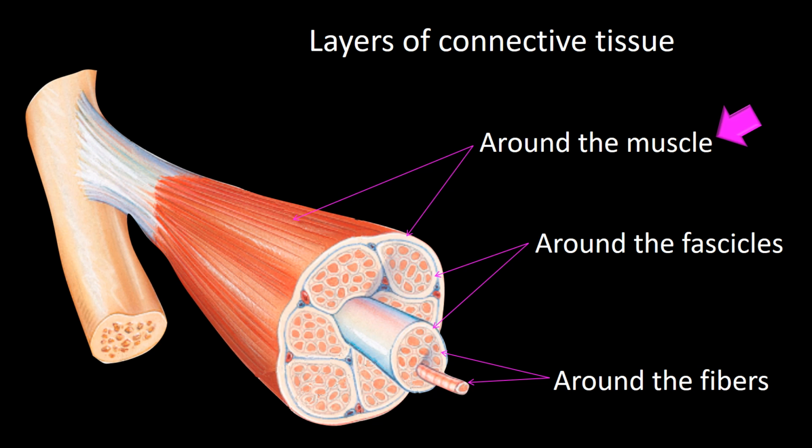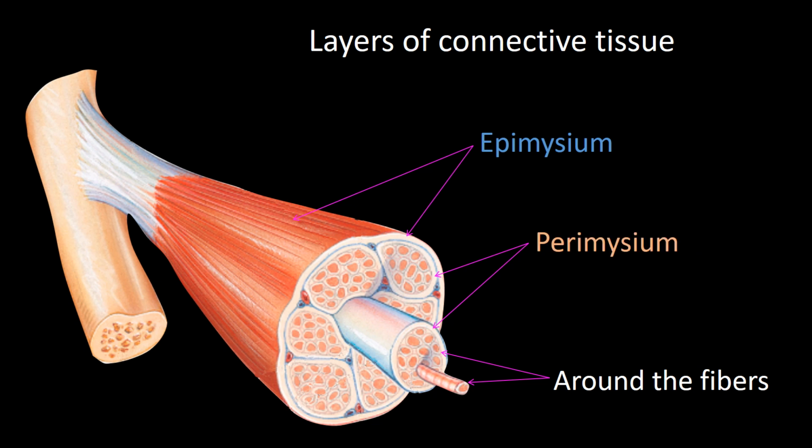The layer of collagen around the muscle is called epimysium. The layer of collagen around the fascicle is called perimysium. And the layer of connective tissue around the muscle fiber is called endomysium.